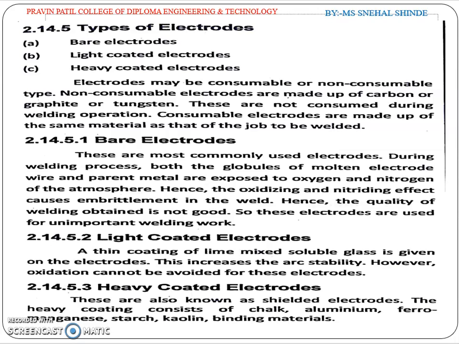Light coated electrodes. A thin coating of lime mixed with soluble glass is given on the electrodes. This increases the arc stability. However, oxidization cannot be avoided for these electrodes. Heavy coated electrodes. These are also known as shielded electrodes. The heavy coating consists of chalk, aluminium, ferromanganese, starch, kaolin, and binding materials.